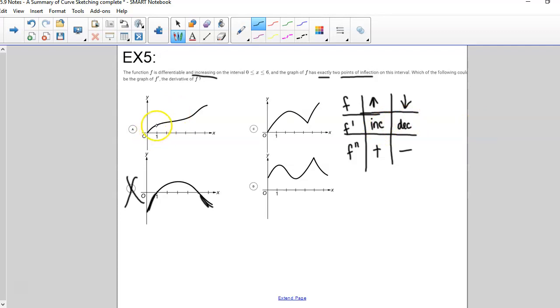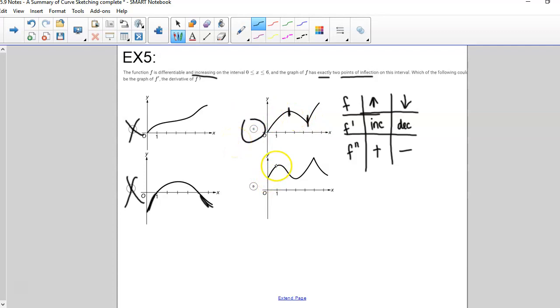So we're going to have a point of inflection anytime we go from increasing to decreasing or decreasing to increasing. So this particular one increases everywhere, so there are no points of inflection here. This one, we go from increasing to decreasing right there, and then we go from decreasing to increasing right here. So this has 2 points of inflection. That's going to be our answer.